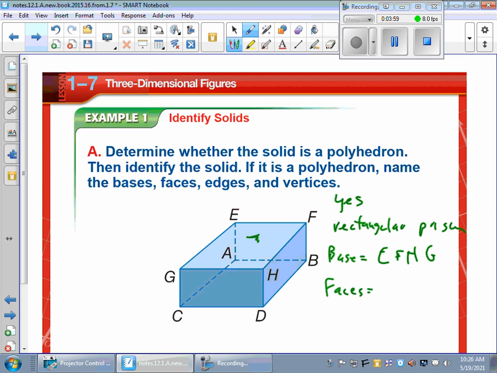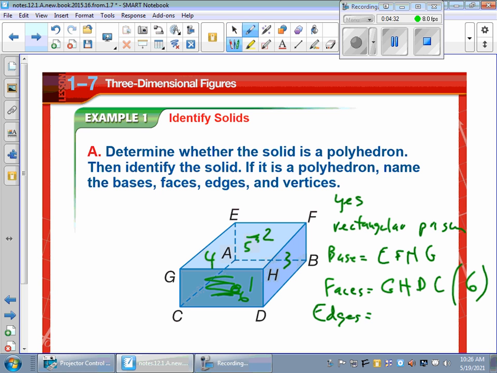Faces. Okay, the faces are also any of these, but it's also including the bases. So a face would be, this is called a face. So you could say G, H, D, C. And I could say the one above, but I wanted to give you a different one in there. And how many total? There's a front, this is 1, back is 2, right is 3, left is 4, top is 5, bottom is 6. 6 total faces. Next we want edges.